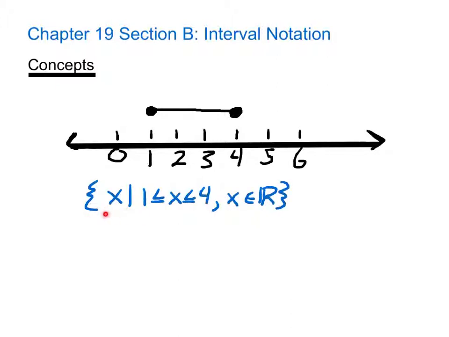Remember that this portion of interval notation means the set of all numbers x such that, and then we have our interval, and here x is between 1 and 4, including 1 and 4, and this signifies which numbers we're dealing with, and in this case we're dealing with all real numbers. Remember that in most cases we're going to assume that we're dealing with real numbers, so we don't necessarily need to write this portion. And again, this is an example of interval notation.